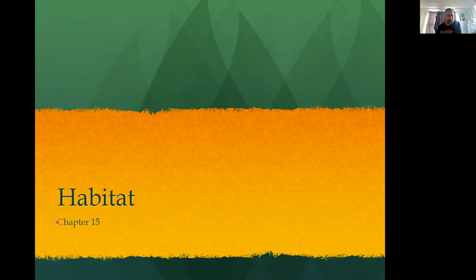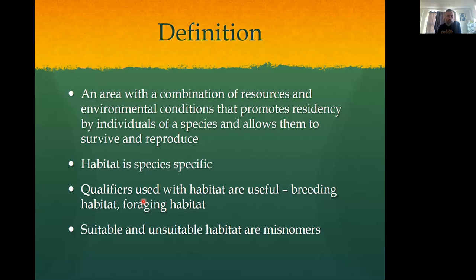Now, the last chapter here before this exam that we're going to cover is habitat. Right, and you probably have an idea of what habitat means, but we do have a very, very specific definition of what it is. And that is an area with a combination of resources and environmental conditions that promotes residency by individuals of a species and allows them to survive and reproduce.